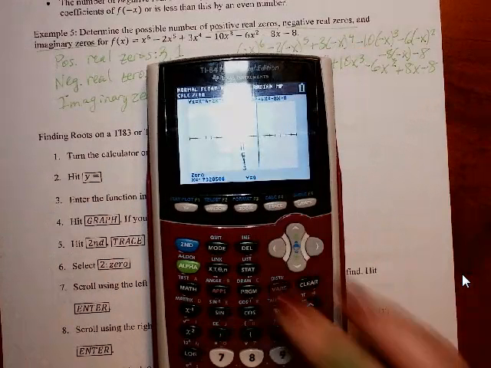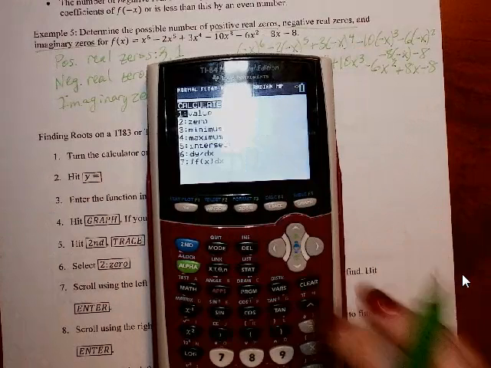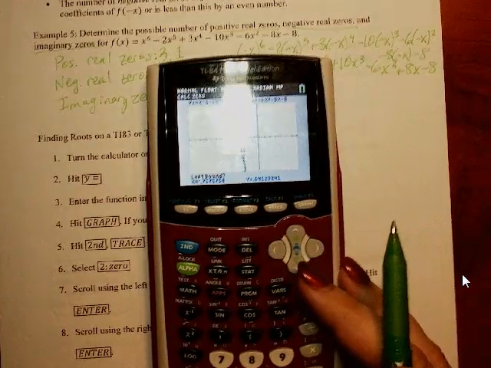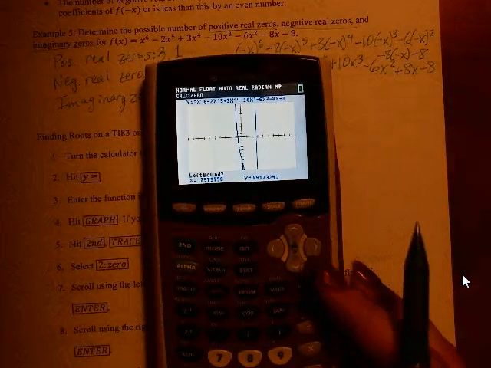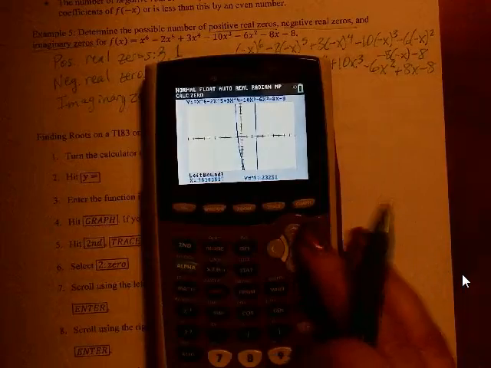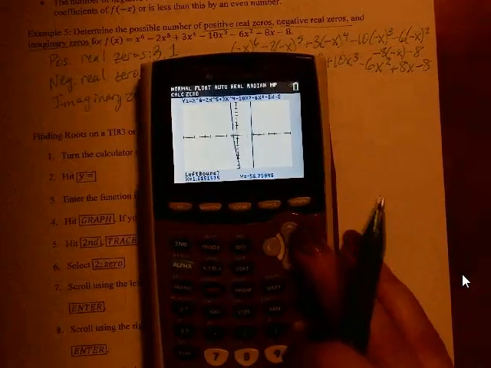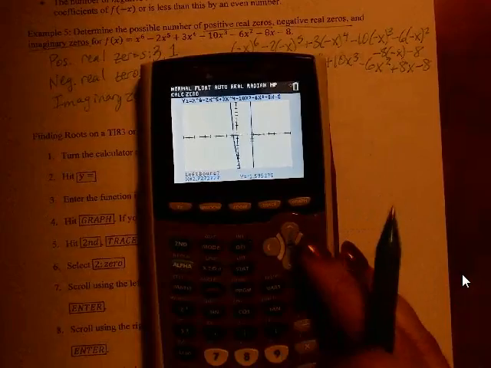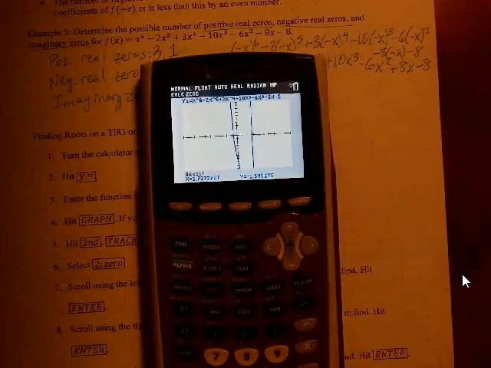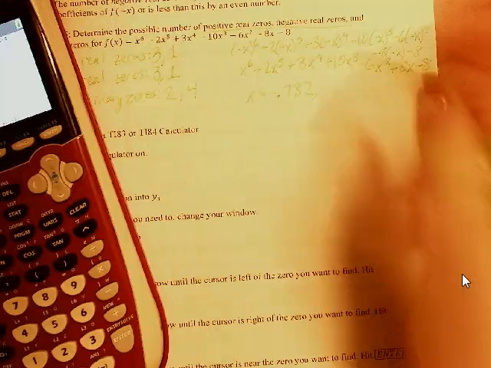And then I want to find this one. So I hit second trace again. Go down to 0. And then I go over until I can see my cursor, but I still want to be left of my answer. So I don't want to go too far. So now I'm right of my answer. And then my guess will be there. And I get that my x is 2.732.